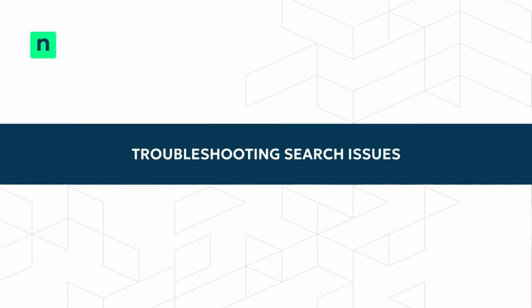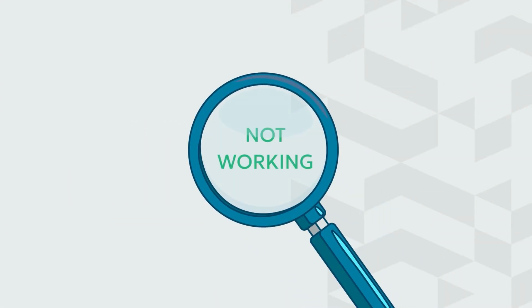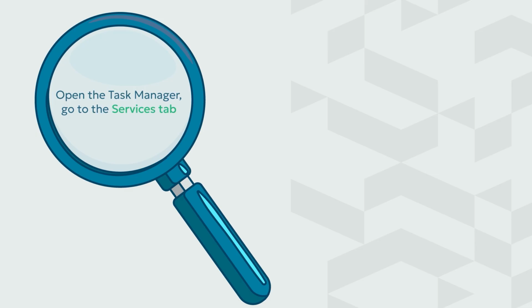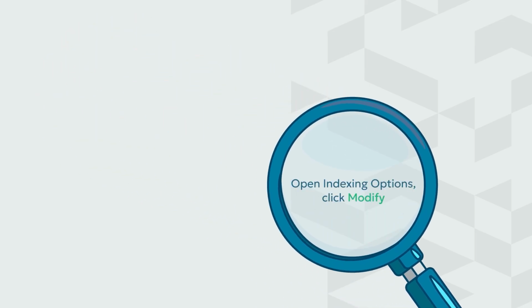Troubleshooting search issues. For troubleshooting search issues, here are some quick tips. If your search is slow or not working, open the Task Manager. Go to the Services tab and make sure the Windows search service is running. Meanwhile, if a file is not appearing in results, open Indexing Options. Click Modify, and make sure the folder containing the file is selected.